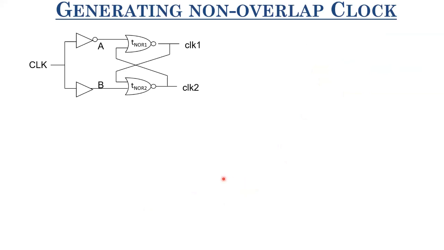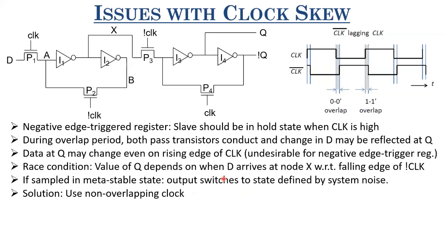So non-overlapping clocks are where there is no 1-1 overlap, right? So 1-1 overlap was leading to this problem. So we would like to have clocks where there is no 1-1 overlap. 0-0 overlap, I mean, this is 0 and this is 0, the internal nodes are at high impedance, nothing is happening. B is not copied to A, or even this is not being copied to Q. That's not a problem. However, 1-1 overlap is an issue. To remove this, we should use a non-overlapping clock where 1-1 overlap doesn't exist.